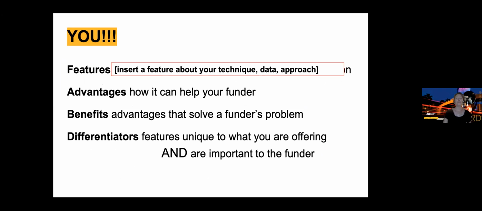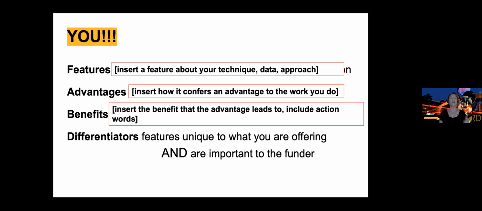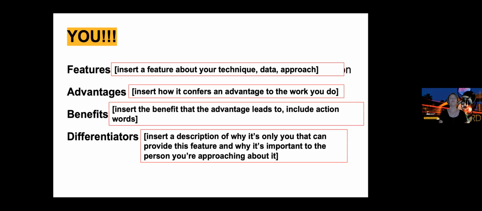Do it for your technique, data, approach, or your children. How it confers an advantage to the work you do. Again, not putting a value on it. This puts the value. And then finally, insert a description of why it's only you that can provide this feature, and why it's important to the person you're approaching about it. So if you're in the elevator with Michael Crow, if you're in the elevator with Bill Gates, if you're in the elevator with the World Trade Organization, who is it that you're trying to pitch to? You've got to automatically think, I've got this thing. Now, how is it important to them? Okay.